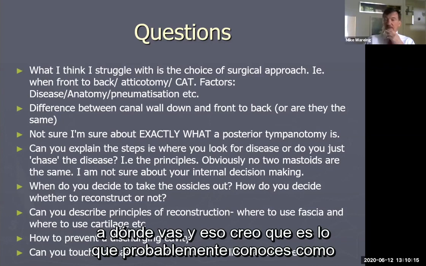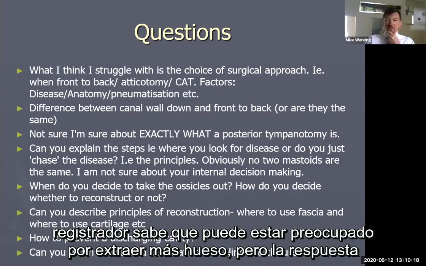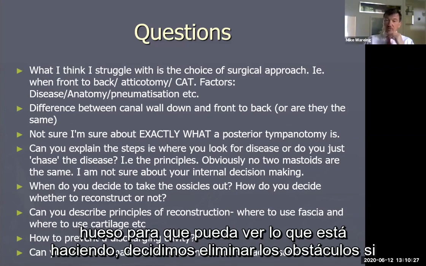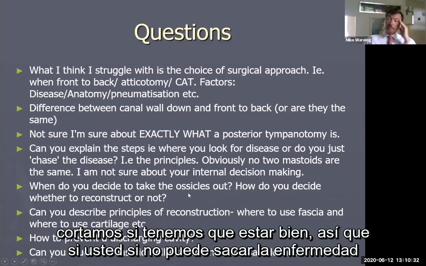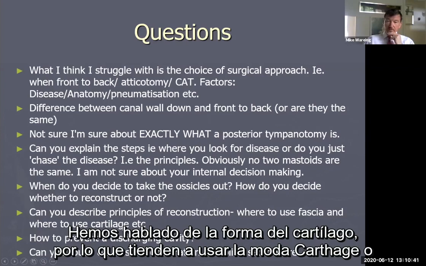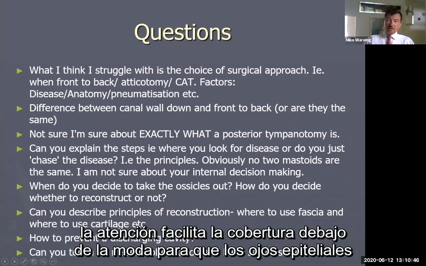And I think that's the bit that probably as registrars, you may be worried about removing more bone, but the answer is as long as it's not a critical structure, then you should remove that bone so you can see what you're doing. We decide to take the ossicles out if we have to. Okay, so if you can't get the disease out without removing the ossicles, then you have to take the ossicles out. We've spoken about fascia and cartilage, so I tend to use fascia. Cartilage, I tend to use cartilage underneath fascia, so the stuff epithelializes over it.